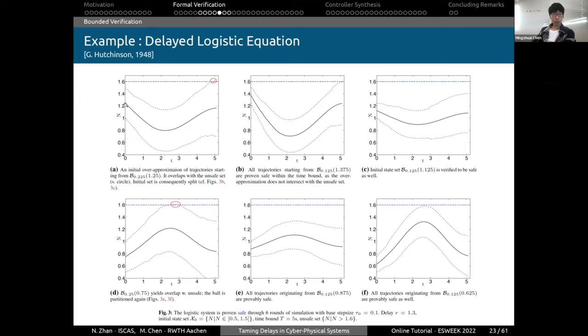Then we can further refine this set from 1 to 1.5 into another two intervals. So one from 1.2 to 1.5 and the other from 1 to 1.25, I think. On such a partitioning, we can prove that the over-approximation is disjoint from the unsafe region. And so we can claim that the first partition at the beginning is safe. A similar procedure follows for the lower initial partition. And hence, after six rounds of simulations, we can claim safety of the entire system.